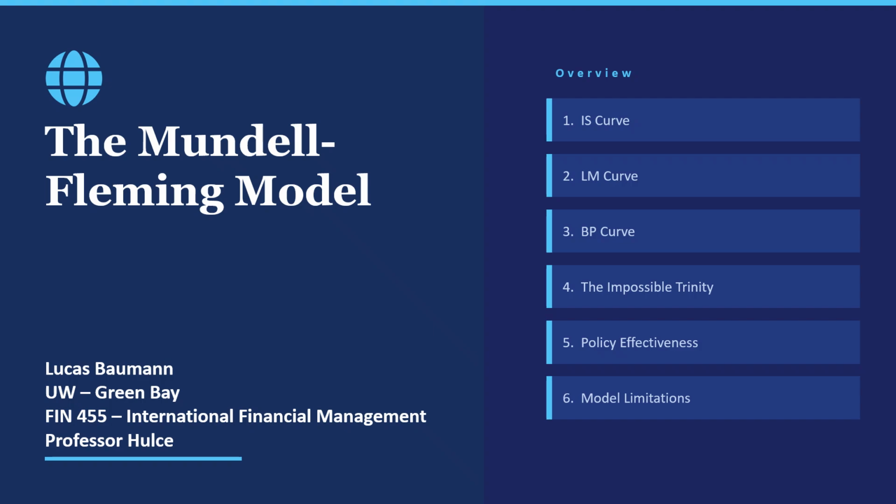I am presenting on the Mundell-Fleming model. Just a quick overview of the slides here. Initially, we'll start off covering the three curves that make up the model, the IS curve, the LM curve, and the VP curve. After that, we'll move on to the impossible trinity, then policy effectiveness, and finish up with model limitations.